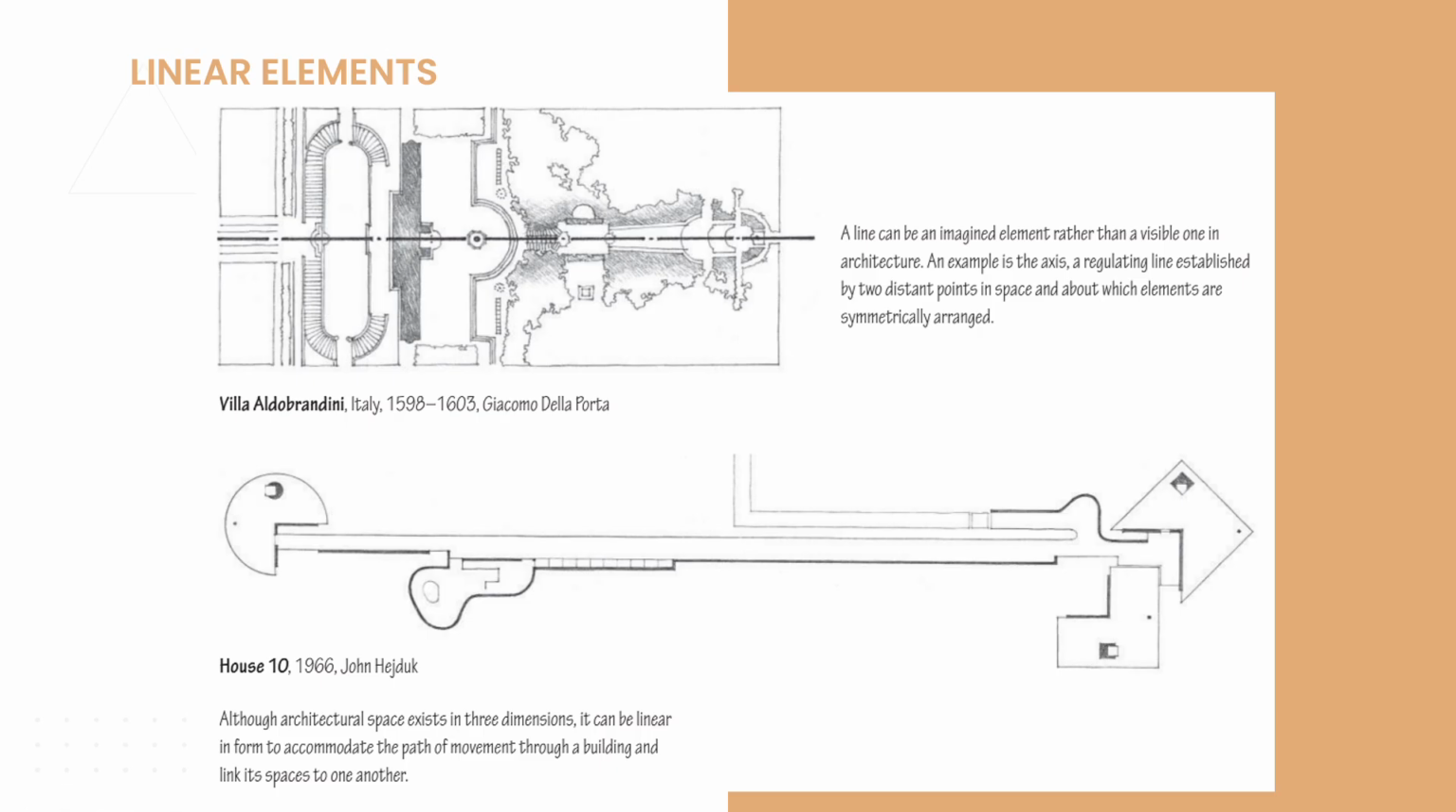So linear elements can also be not only in the elevation but also on the plan. A line can be an imagined element rather than a visible one in architecture, like this one in Villa Aldobrandini in Italy, designed by Giacomo della Porta, and House Number 10 in 1966, designed by John Hejduk. Very linear in plan.